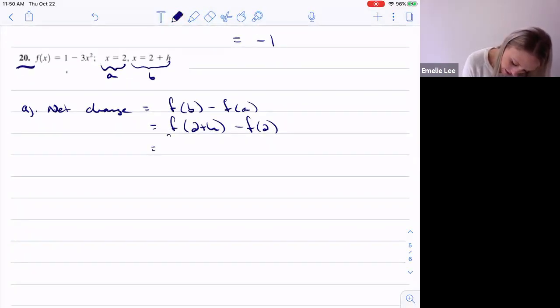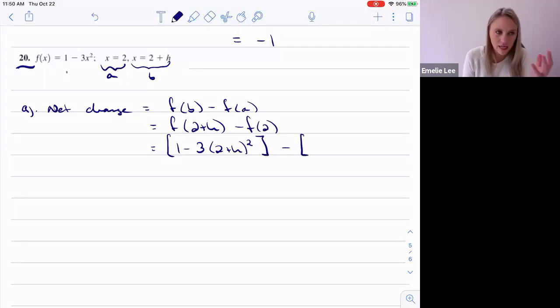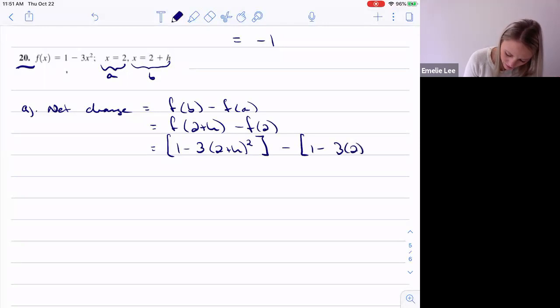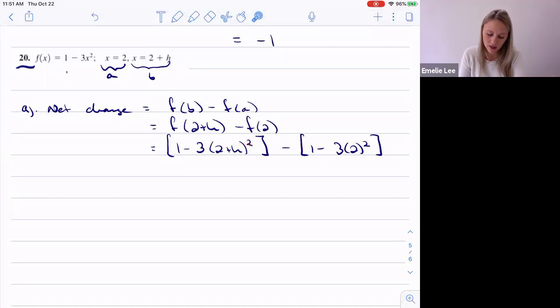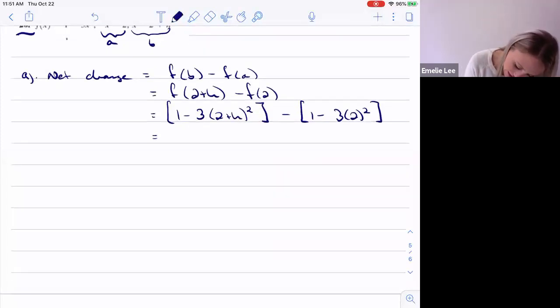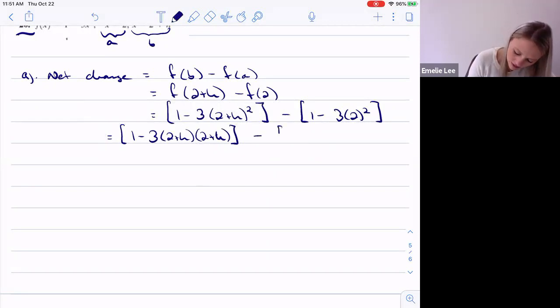So this is going to be 1 minus 3 times 2 plus h squared minus, and then again with plugging in 2, 1 minus 3 times 2 squared. Remembering that 2 plus h squared is 2 plus h times 2 plus h, right? So I don't want to see this 2 expanded in there. That's bad, illegal math. So 2 plus h squared, I'm going to need to expand that before I can simplify this. And so what I get is 1 minus 3 times 2 plus h times 2 plus h, minus 1 minus 3 times 4.